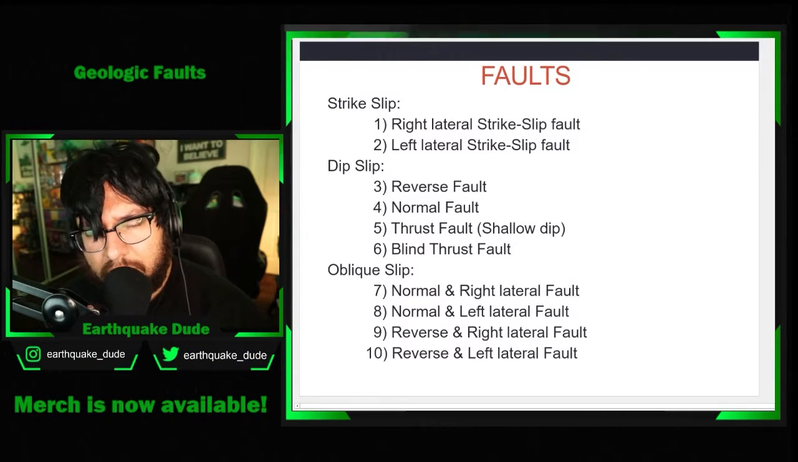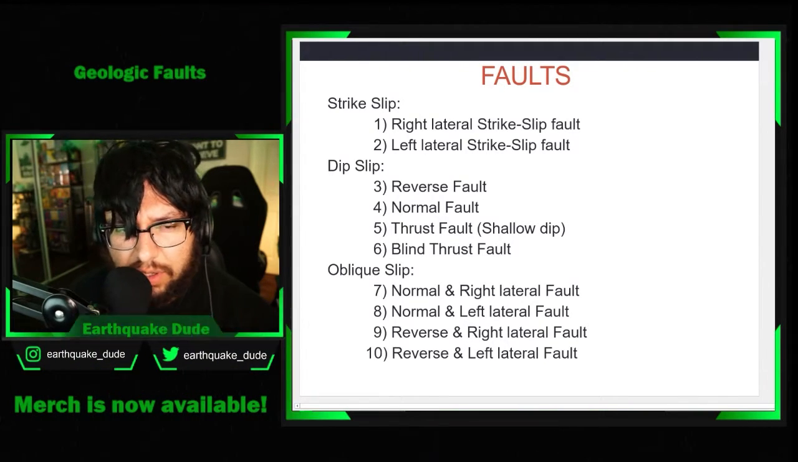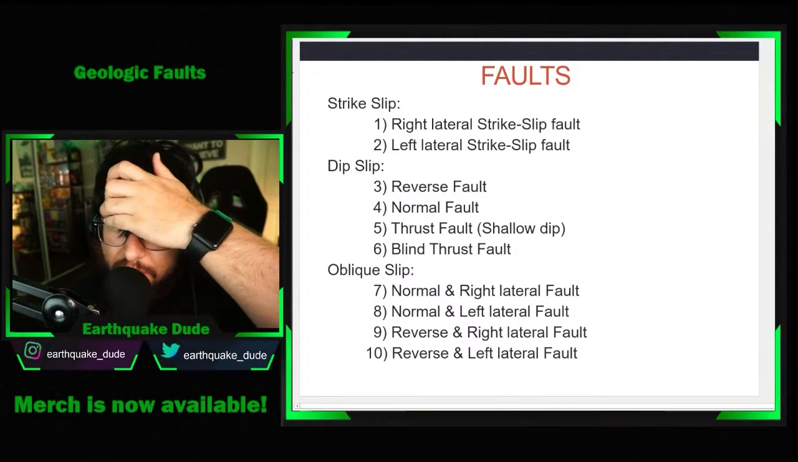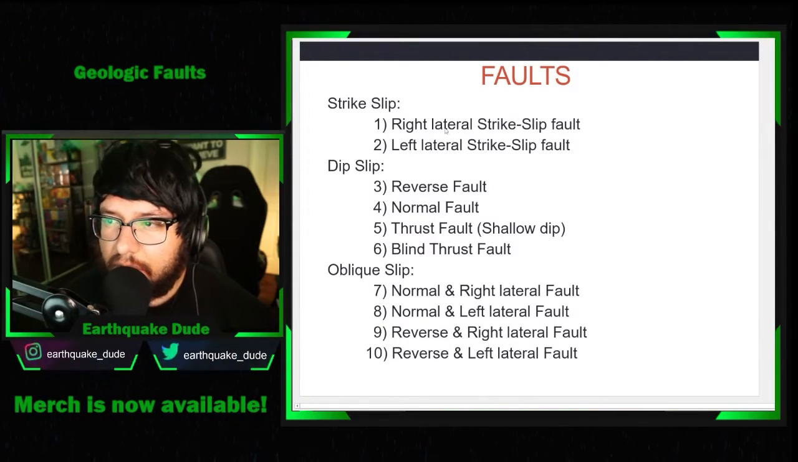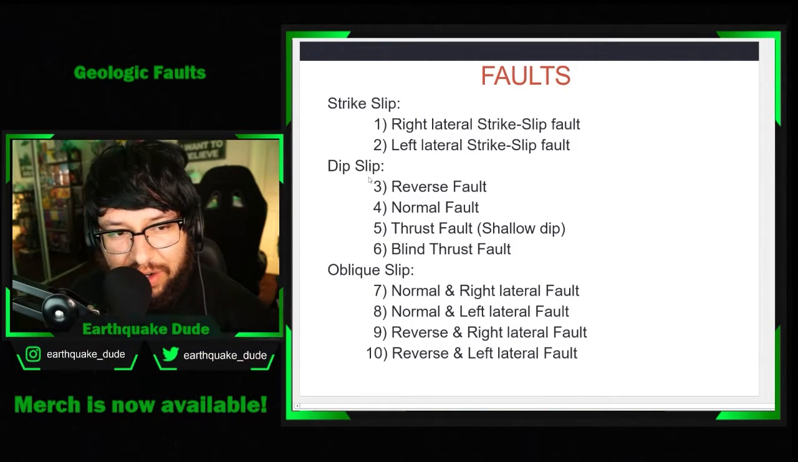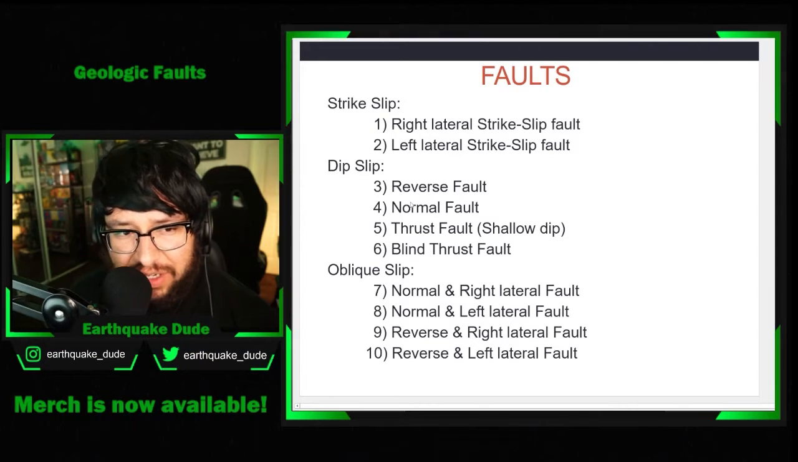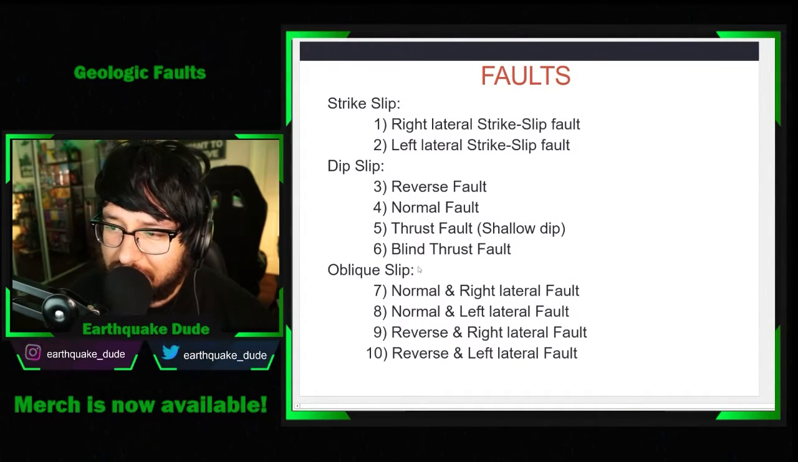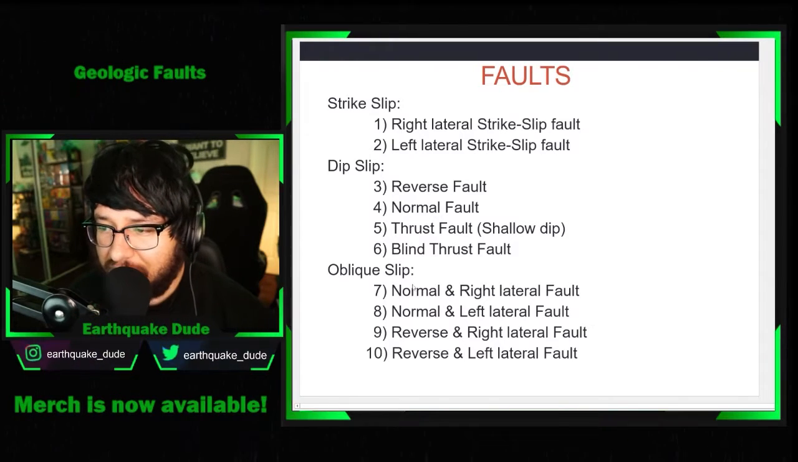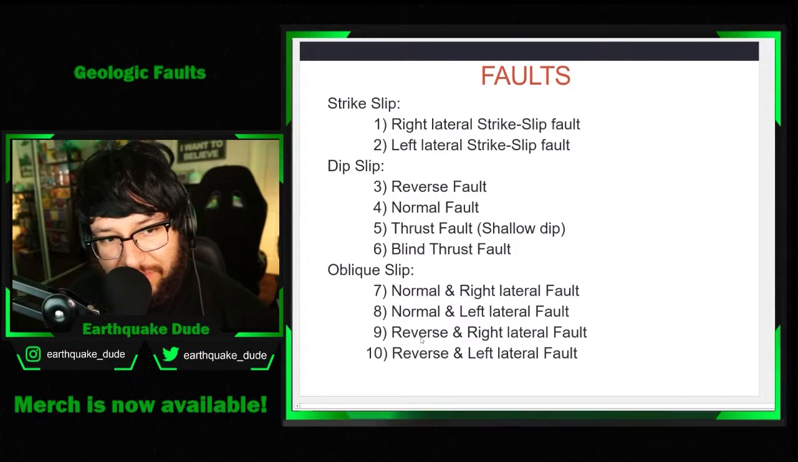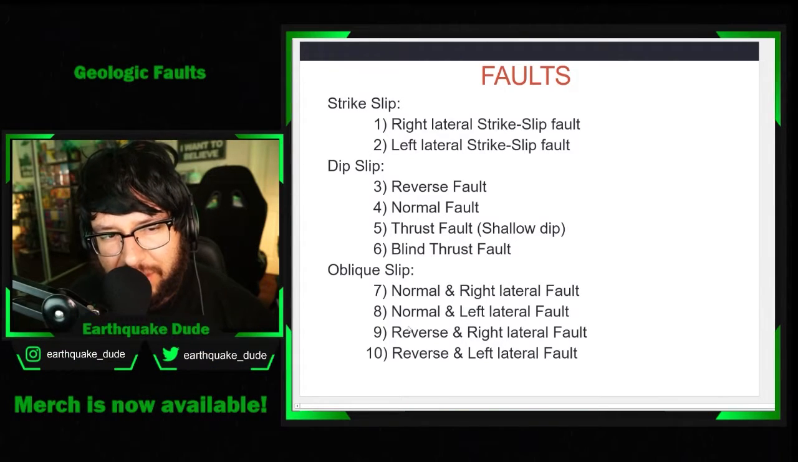Anyways, the faults. Here is the list of the faults. We have a right lateral strike slip fault and a left lateral strike slip fault as our strike slip faults. Then we have reverse and normal faults for our dip slip faults, including thrust faults and blind thrust faults. Then we have the oblique slip faults, which are normal right lateral, reverse left lateral. And I think I forgot one.